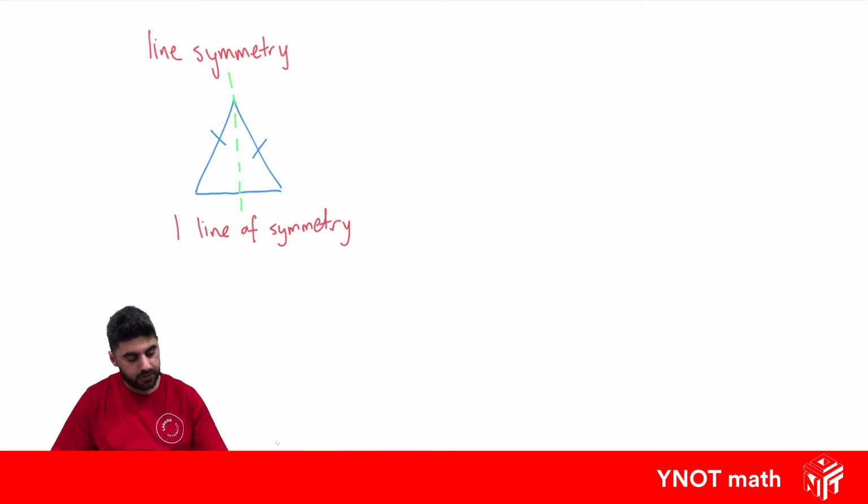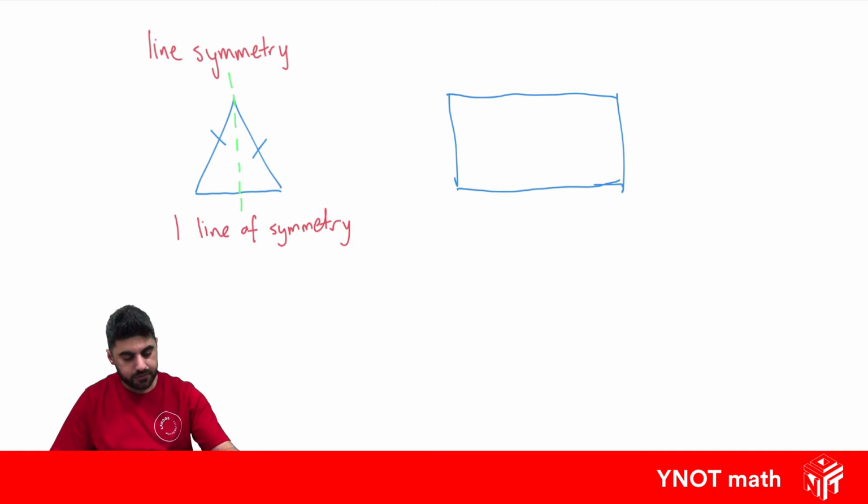Let's look at a rectangle. Okay. Now with this rectangle, where this side equals this side and this side equals this side, I can draw a line of symmetry straight down the middle again. And I can also draw a line of symmetry this way through the middle, because both of those halves will be identical. So we can say this one has two lines of symmetry.